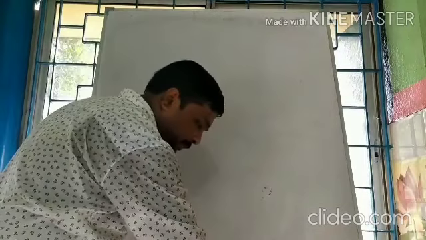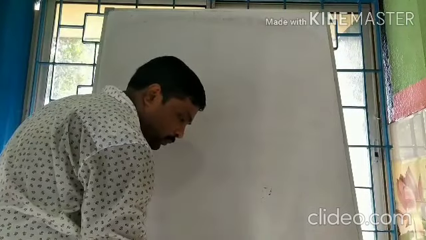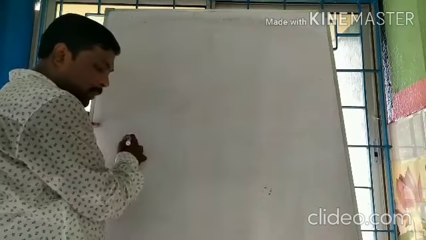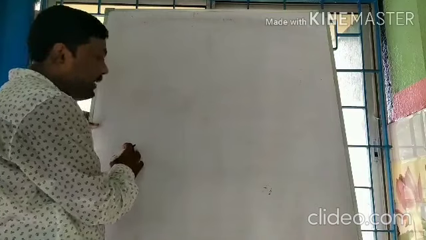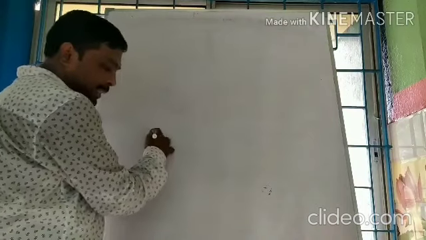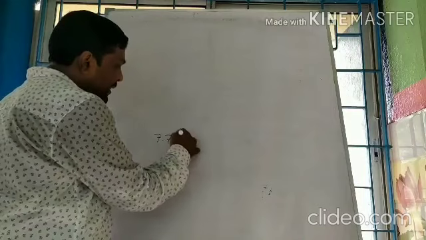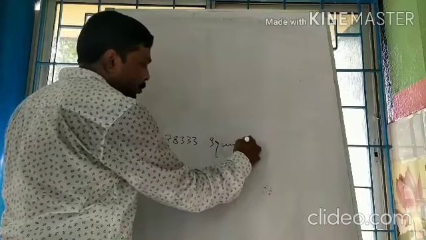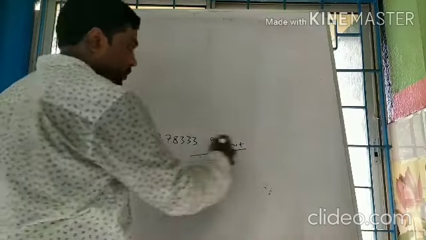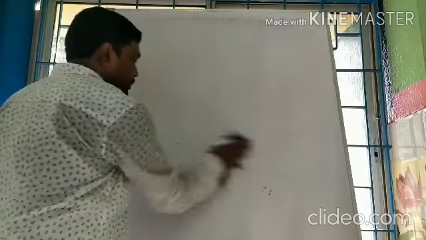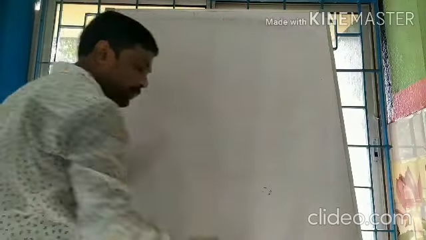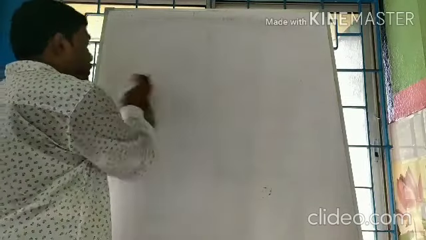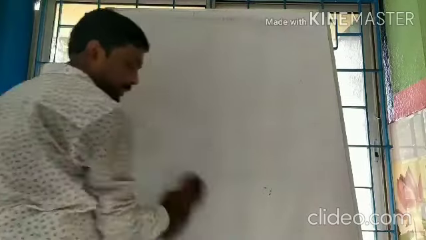Just write. So you have to write the answer: the area bounded by the curve, x axis and the straight lines x equals 1, x equals 4 is 7.78333 square units. You have to write in units, square units, correct to 5 decimal places. Next problem.